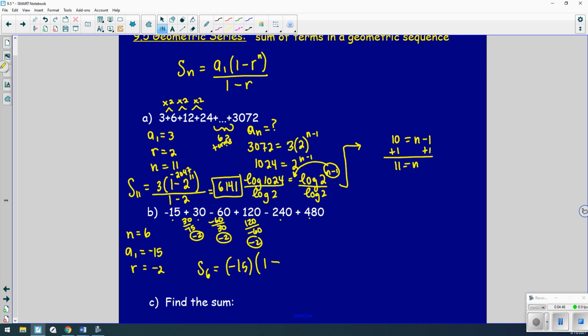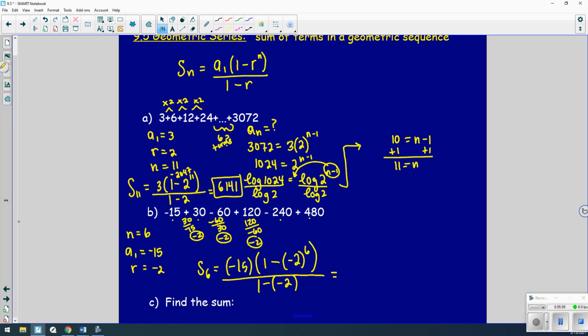1 minus negative 2 to the 6th power, all over 1 minus negative 2. So do you see how I used a lot of parentheses here? Parentheses are free. Use lots. I used parentheses because I was dealing with a lot of negative numbers. Now I'm going to very carefully type this in my calculator.